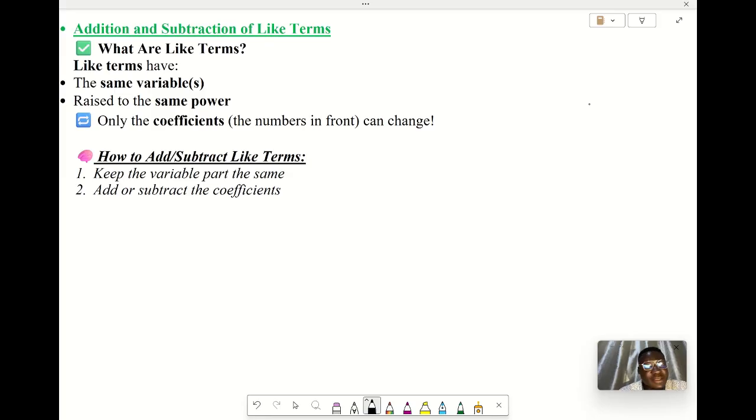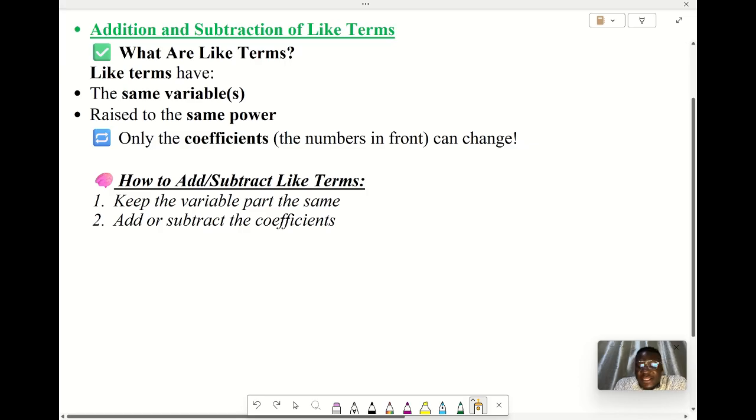First of all, let's look at the addition and subtraction of like terms. Like terms have the same variable. We've learned what variables are in the first video. So we are therefore saying here that like terms have the same variable. Addition and subtraction of like terms.